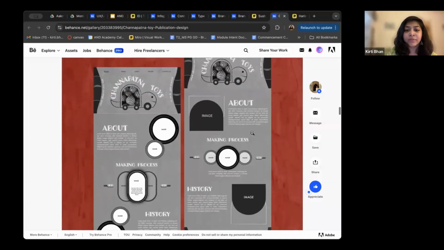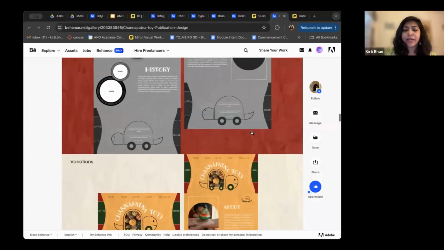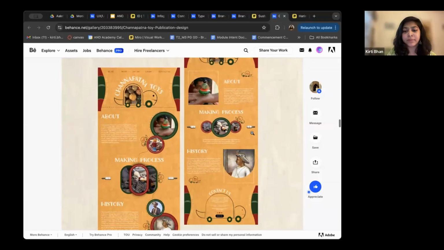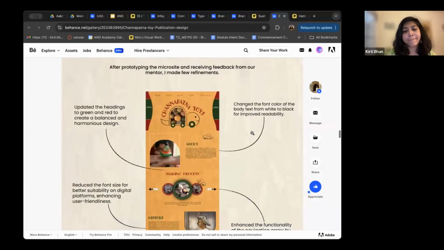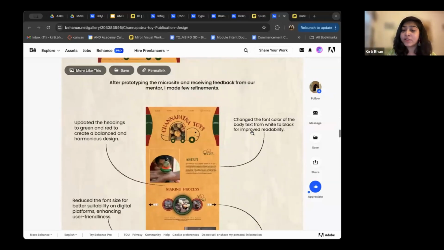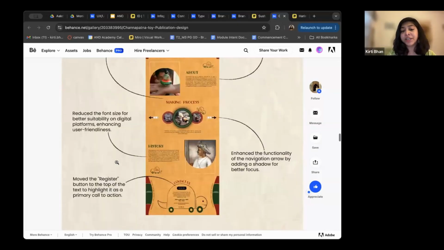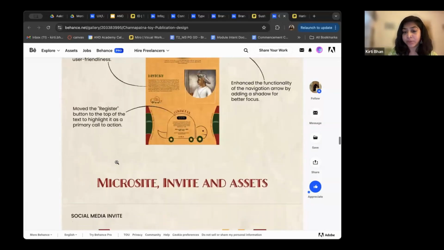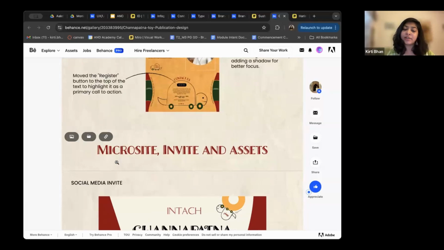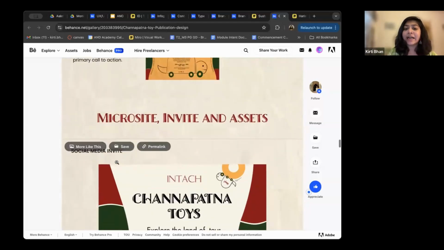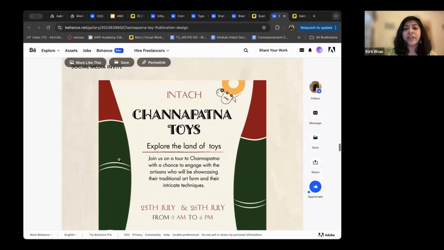Then some prototypes, variations of the microsite. And these are also the changes that she did. What she did and why she did it, she's also explaining with the reason. It doesn't work every time that we just keep highlighting our positives. Sometimes when we highlight what we learned and how we really enhanced our learning and improvised in our work, that also works for us in a very positive way.